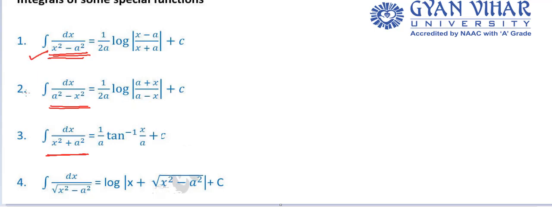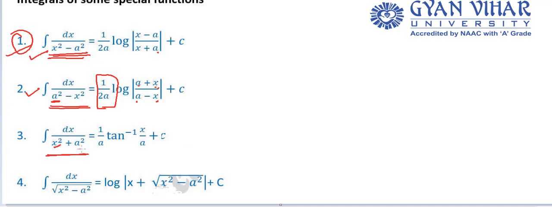If you have minus, then you have to remember 1 upon 2a, twice of a, log of (x minus a) upon (x plus a). Similarly, for a square minus x square, you will write a plus x and a minus x. These are just inverses. If you remember only the first formula, the second is just the inverse of the first.